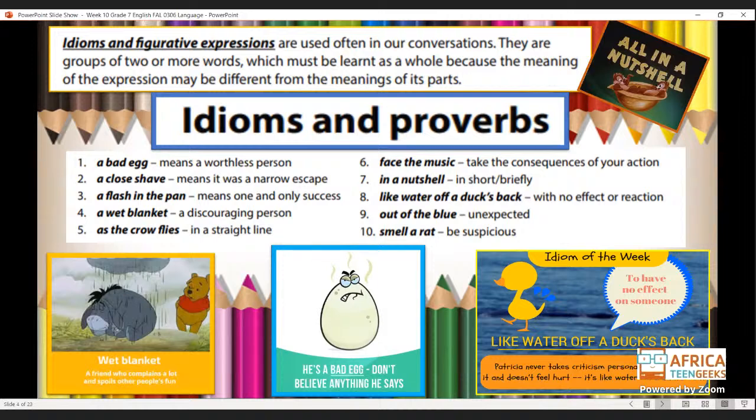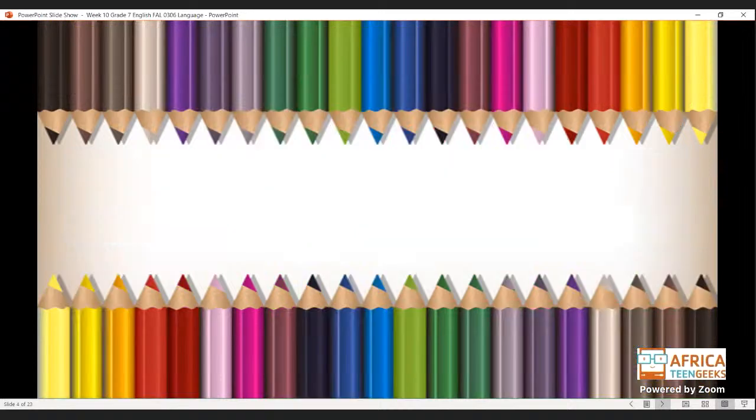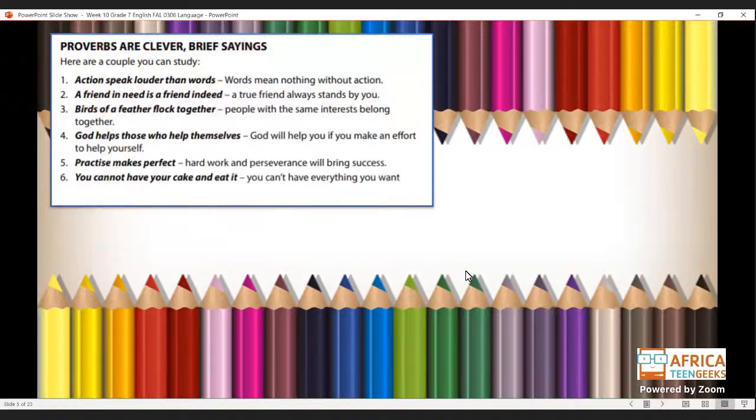Smell a rat. That is to be suspicious. If you feel like something is not right, then you would smell a rat. Those are idioms, okay? Now we have some proverbs.